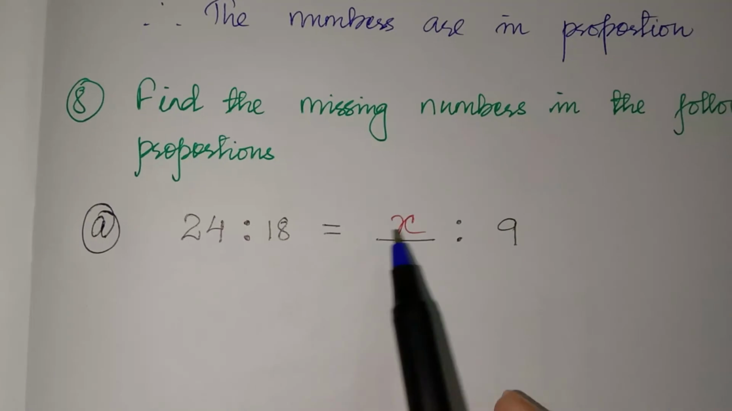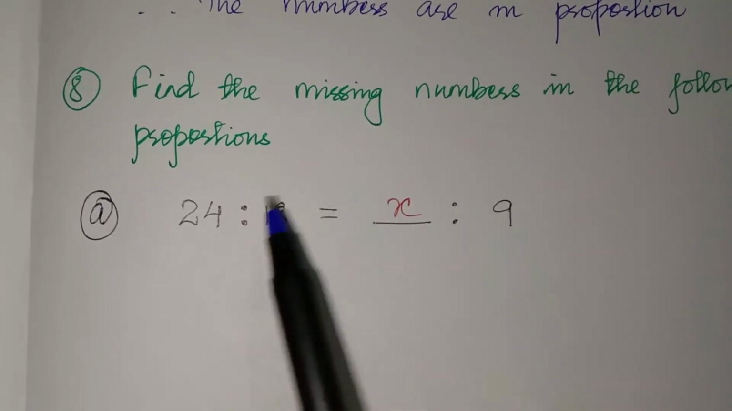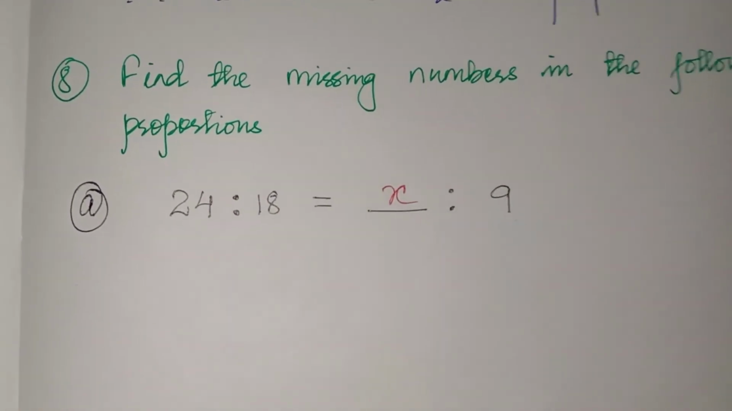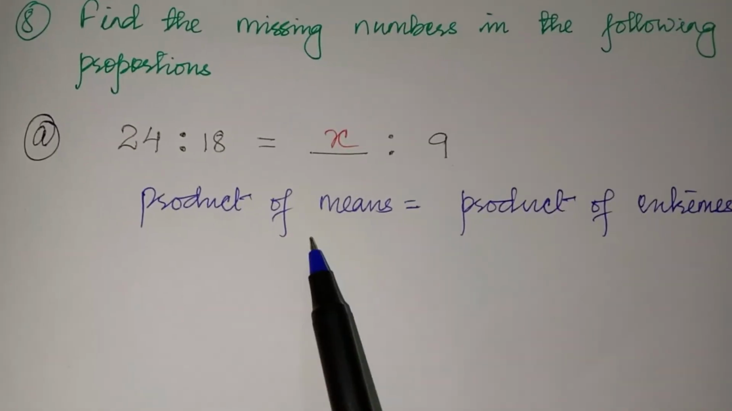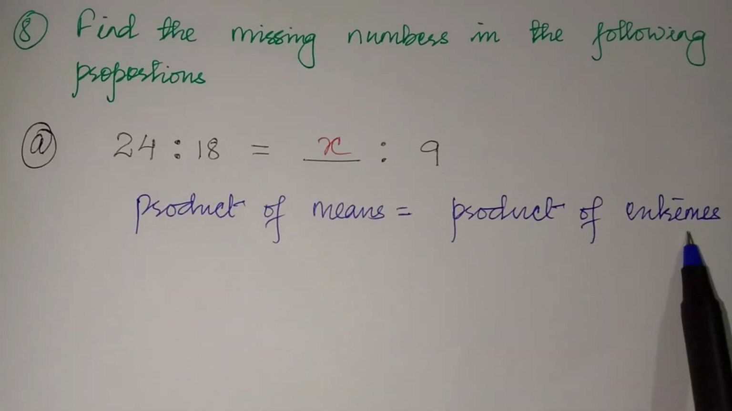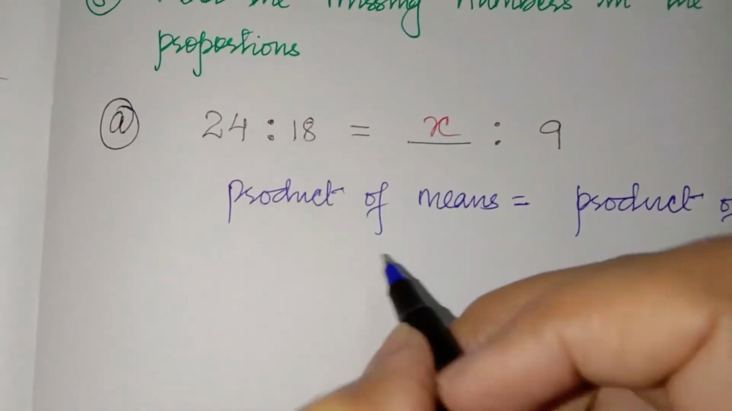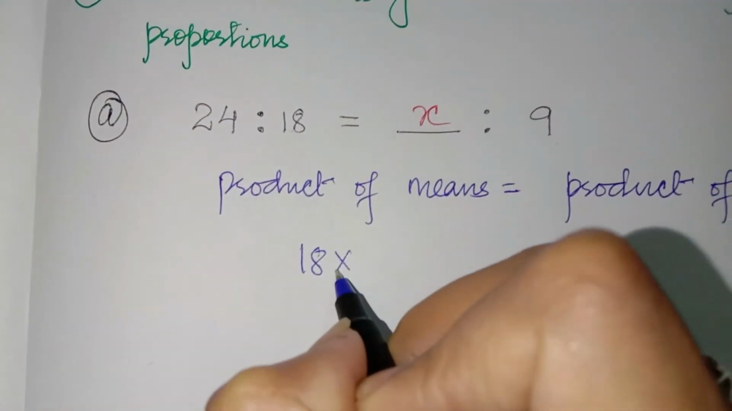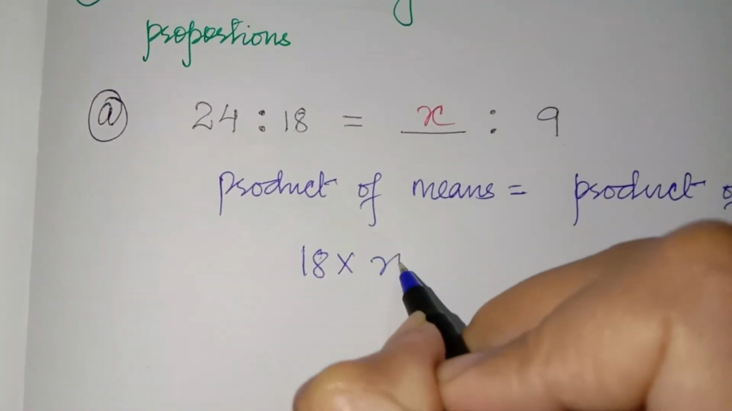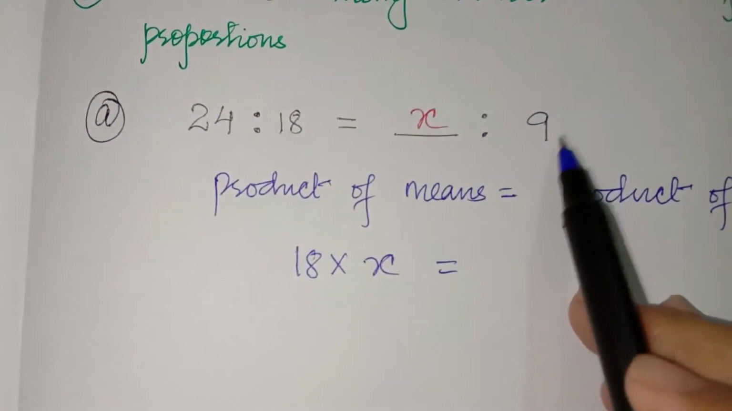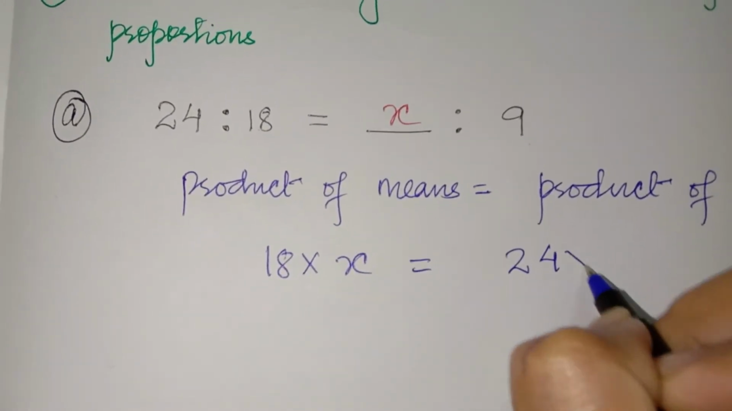Now these are called the means and these are called the extremes. They are already in proportion. If the numbers are in proportion, product of means is equal to product of extremes. Means are 18 and x. 18 into x, and the extremes are 24 and 9. 24 into 9.